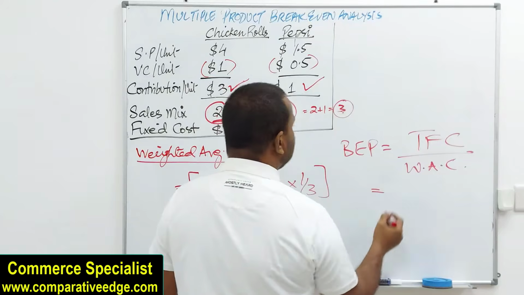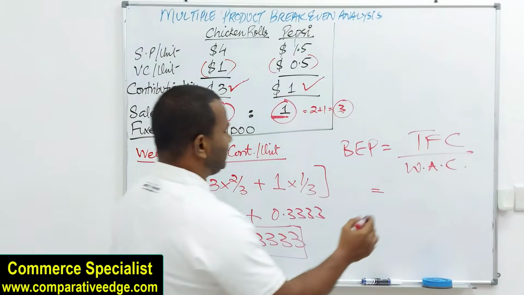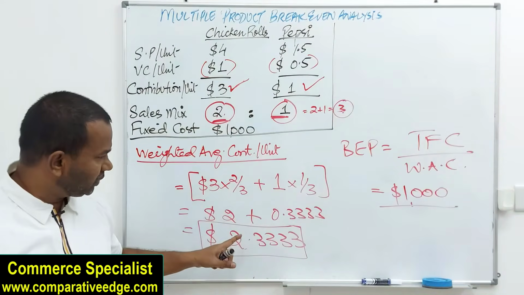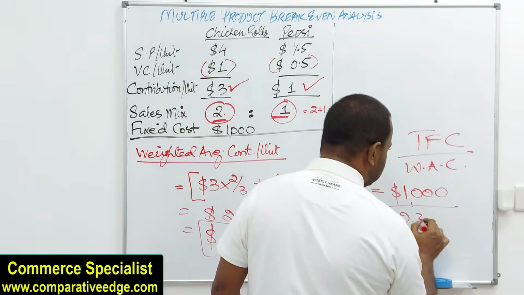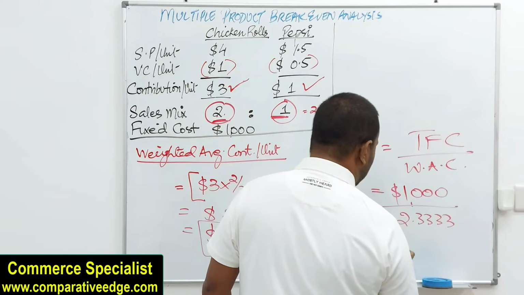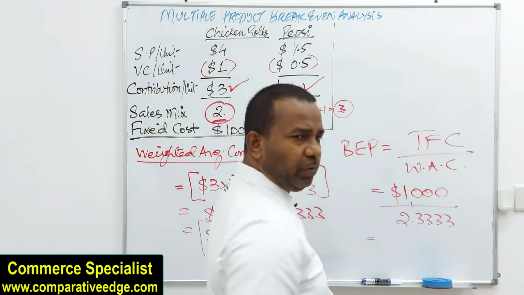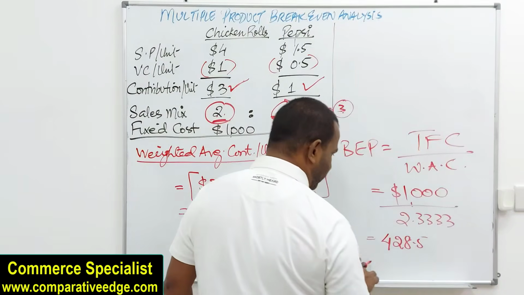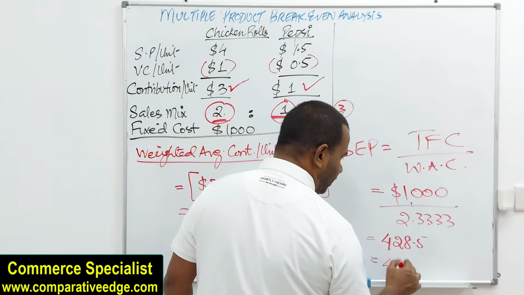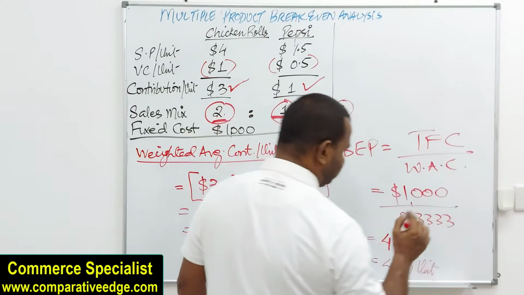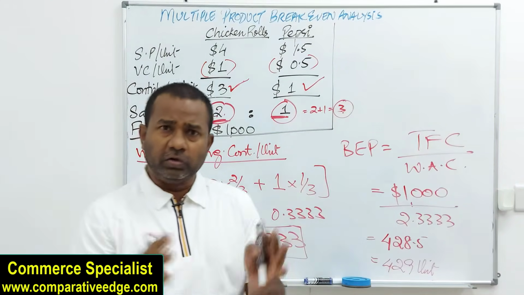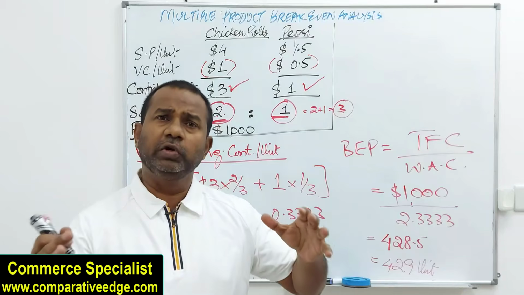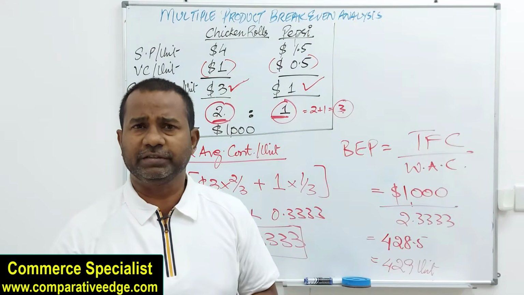So if I put the numbers, my fixed cost is $1,000 divided by weighted average contribution, which happens to be 2.333. When we divide, we get the break-even point in units. 428.5, we can take it as approximately 429 units. In total, a total of 429 units, including chicken rolls and Pepsi cans.